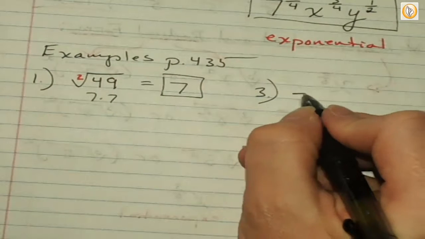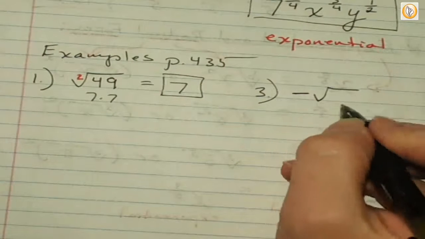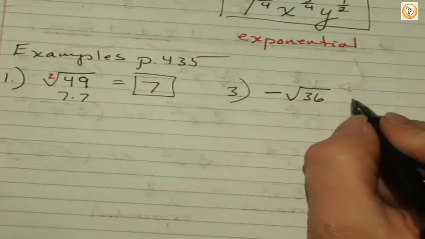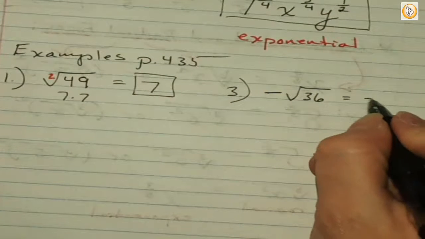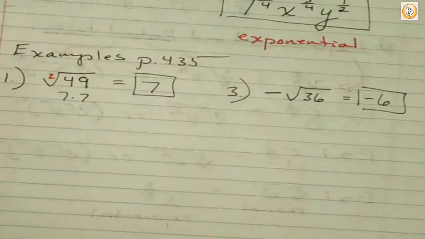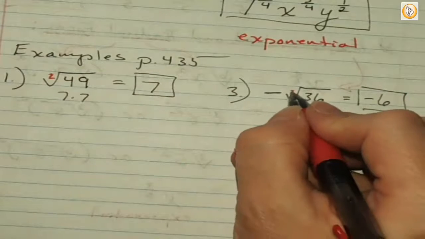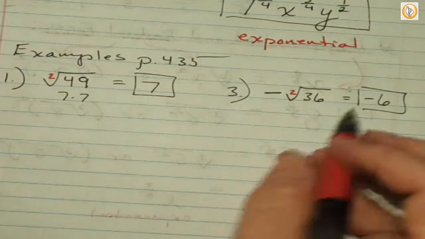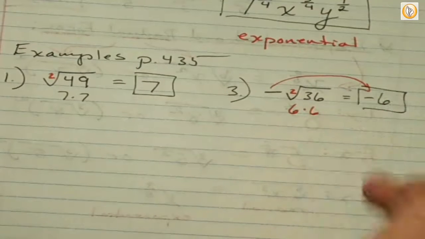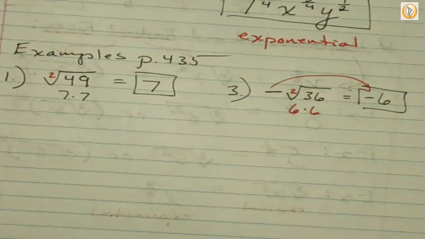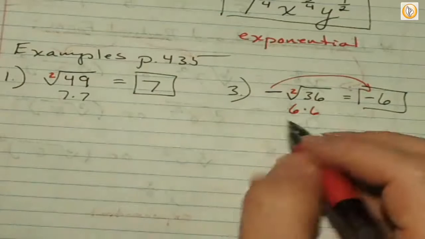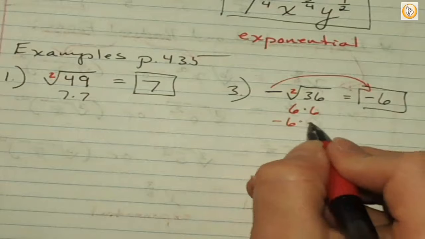Number 3, I have the negative square root of 36. -6. She is correct. -6. Again, we have no index, so we're going to assume it's 2. So 6 times 6, and then she just brings over the negative sign.